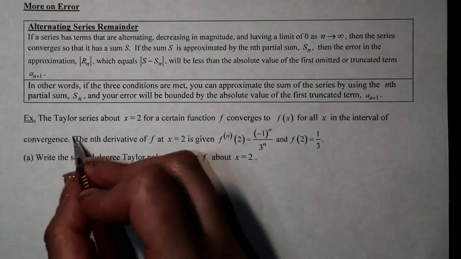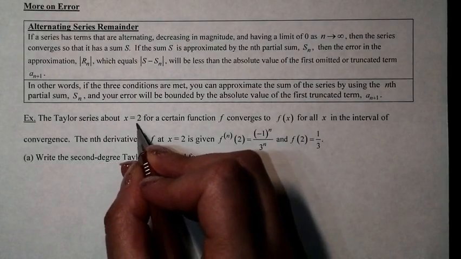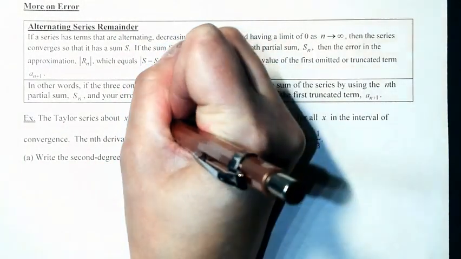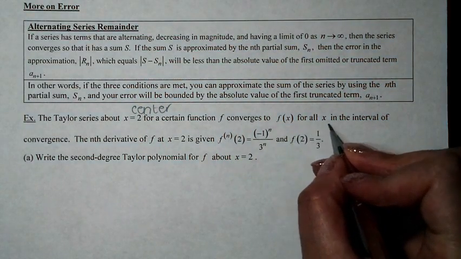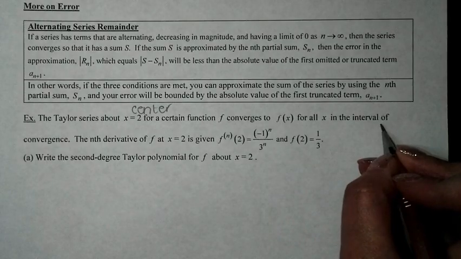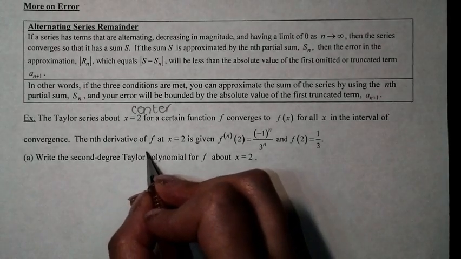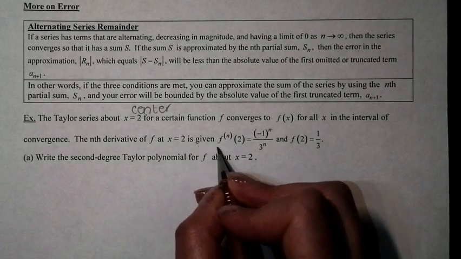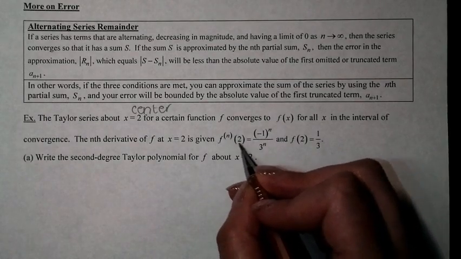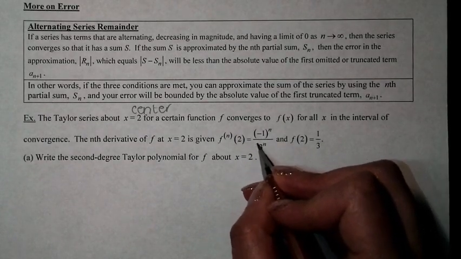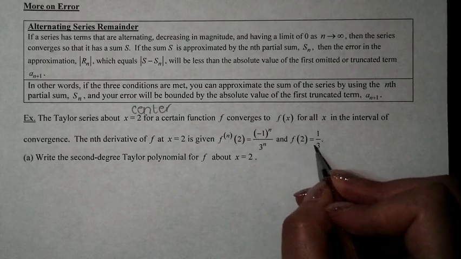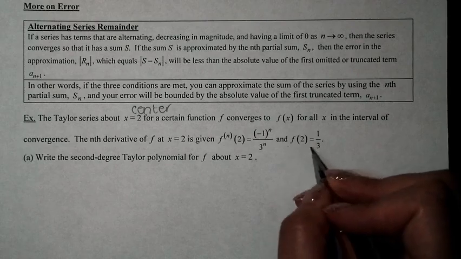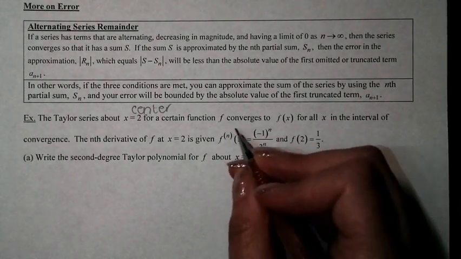In this example, they tell you that the Taylor series about x equals 2, so you know that that's your center, for a certain function f converges to f of x for all the x's inside the interval of convergence. Then the nth derivative of f evaluated at 2 is equal to negative 1 to the power n divided by 3 to the power n, and f of 2 is equal to 1/3. So they give you the original, and this is the generalization of all the derivatives.